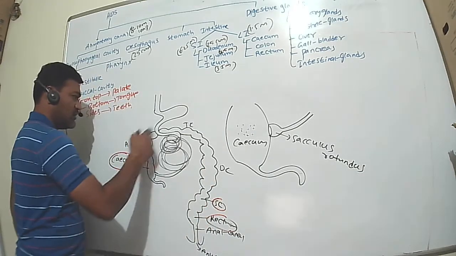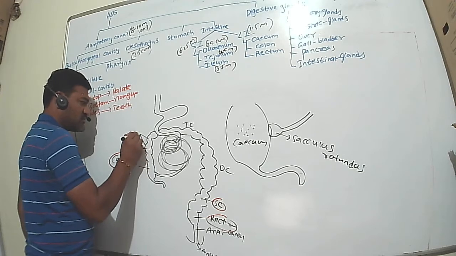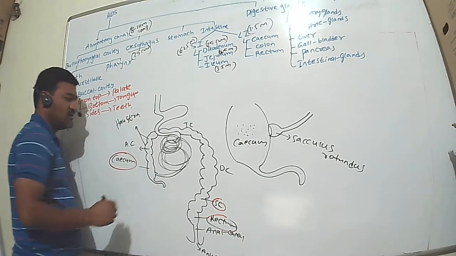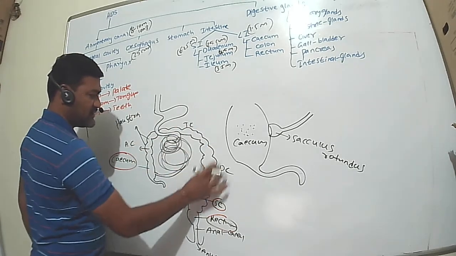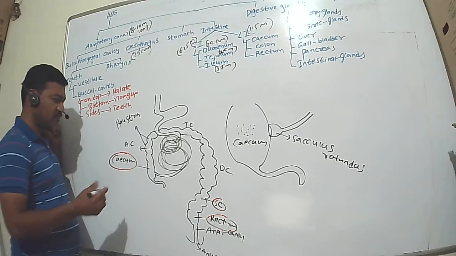And then you have the colon. The colon is drawn into some pouches. These pouches are called haustra. What is the meaning of these sacs, these pouches called haustra? What is the function of haustra?